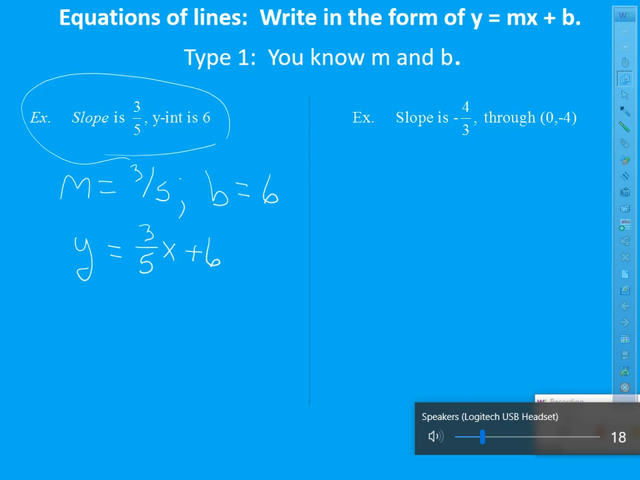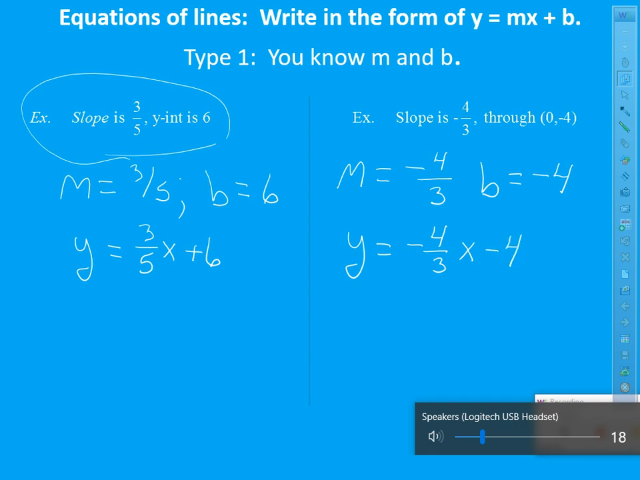If I look at my next one, the slope is -4/3. We're going to go through the point 0, -4. Well, once again, my slope is given to us, as is my y-intercept. So my equation of the line, y equal -4/3 x minus 4.